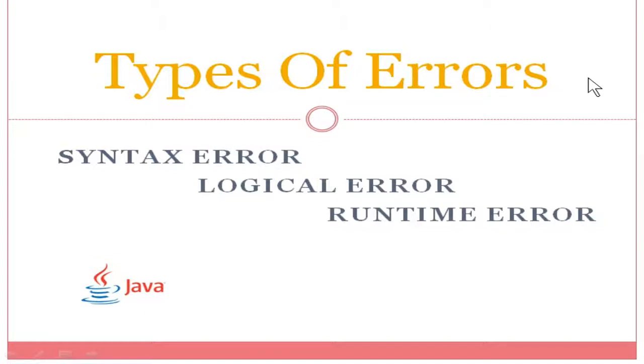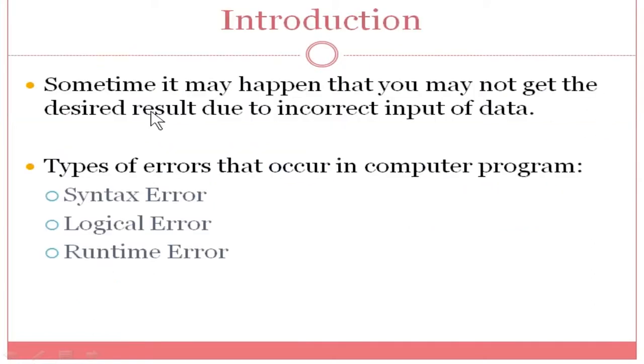Hello everyone. In this video, we are going to see some different types of errors available in Java programs. Sometimes you may not get the desired result due to incorrect input of data. The reason is errors. While typing the program, you have to follow all the rules so that you get the output correctly. If you miss out something, there is a possibility of not getting the output properly. That's the reason for getting errors, so you have to be very careful while typing the program.